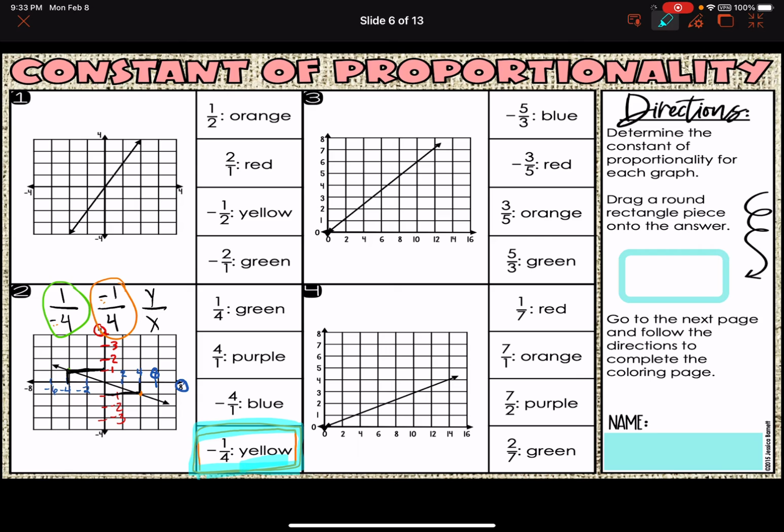Don't worry about the colors. If you want to go through and color the third slide, you can, but that is not a requirement. I will not be grading it.